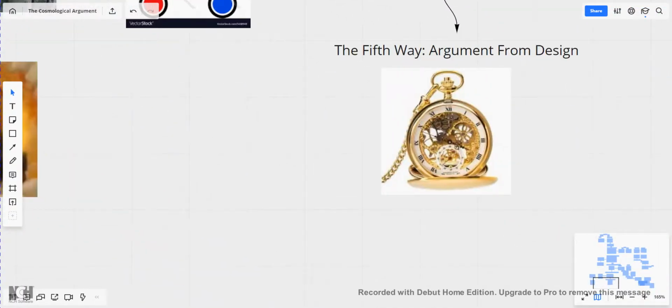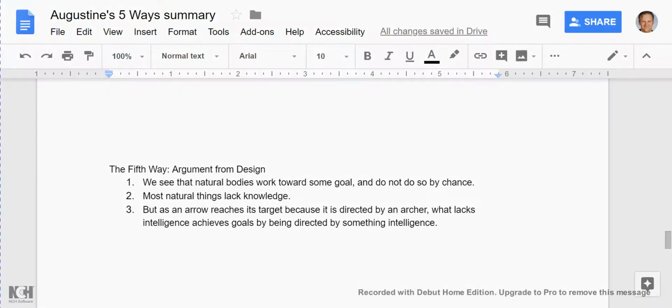Okay, I'd like you to take some notes, please. Now we covered the very last one, which is similar to an argument we're going to explore in the next class, called the teleological argument. Basically, it's called the fifth way. It's an argument from design, and we see that natural bodies work towards some goal, and not only by chance. Most natural things lack knowledge, so how can they move towards the goal? Do you get what I mean? A rock doesn't have knowledge, but it might move to the divine purpose of what has been set in place.